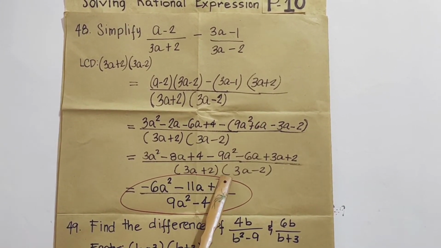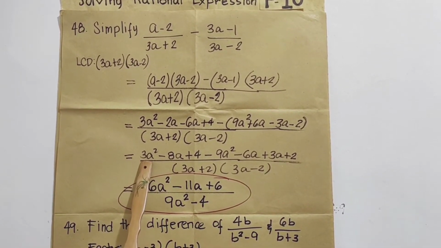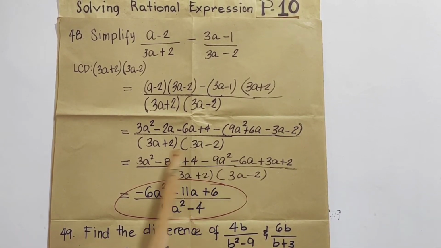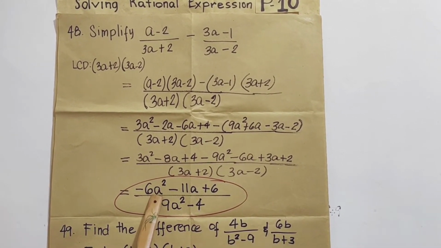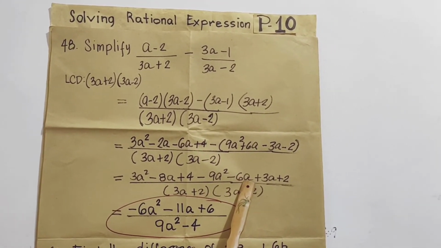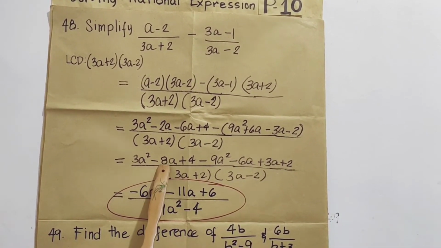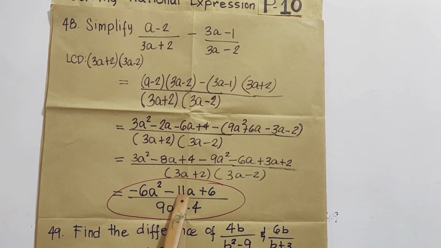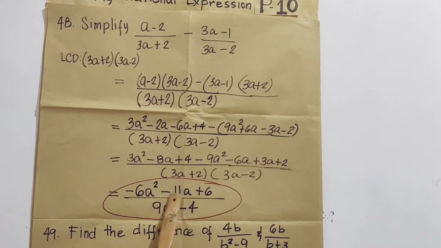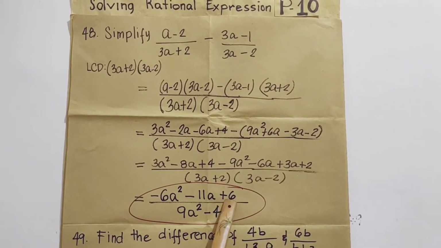Then copy the denominator. Then combine like terms again. So 9a squared, and we have negative 9a squared. Unlike signs, so we're going to subtract. 9 minus 9 equals 0. And negative 12a, then we have negative 6a here. If we combine, we have negative 18a. Then we have positive 3a, so subtracting, that's why we have negative 15a. Then positive 4 plus positive 2 equals positive 6.